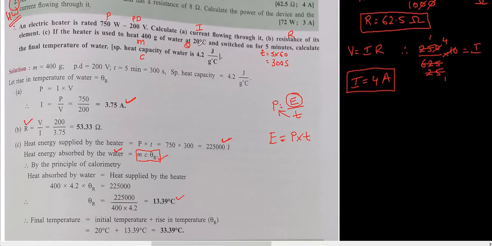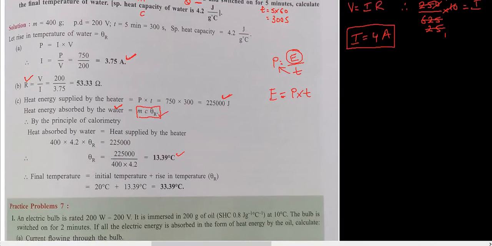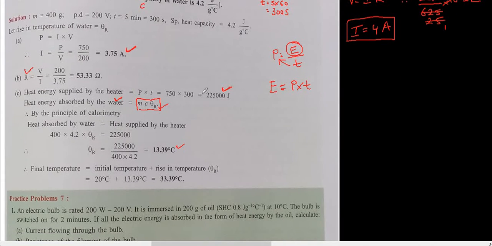What was the initial temperature of the water when the heater started? That is 20 degrees centigrade. And what will be the final temperature? So final temperature, by adding 13.39, you get 33.39 degrees centigrade. I hope you understood the question as well as the way of solving it.